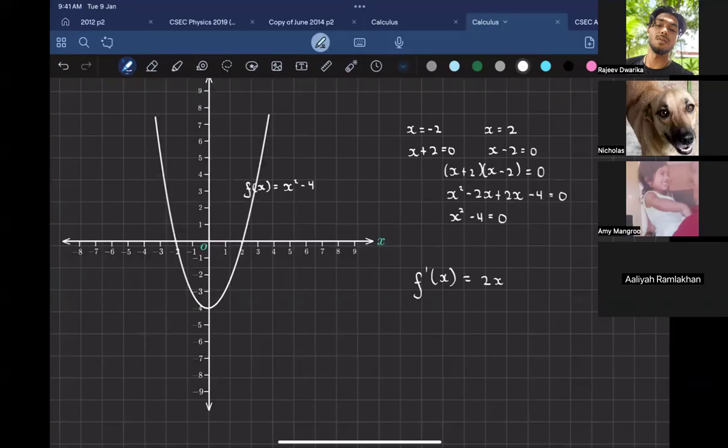Just confirm. Right. So, Amy, we have a gradient function. F prime x is equal to 2x. And at the turning point, what is the gradient? 0. Correct. So you would say 0 is equal to 2x. So if that is the case, what is the x value at the turning point?